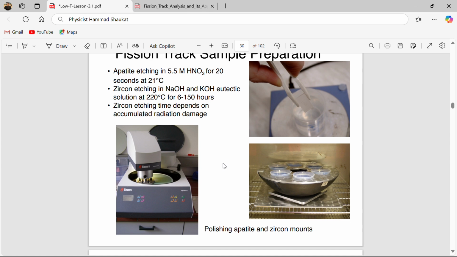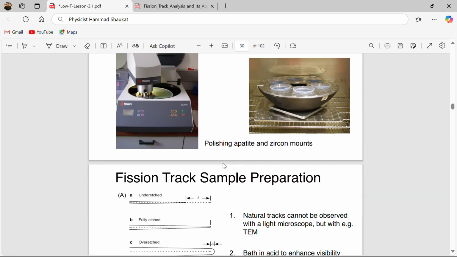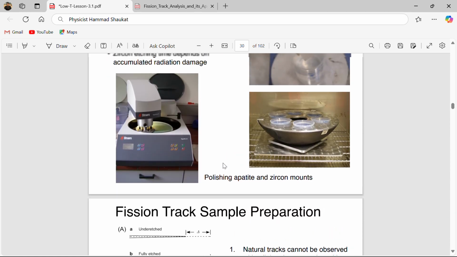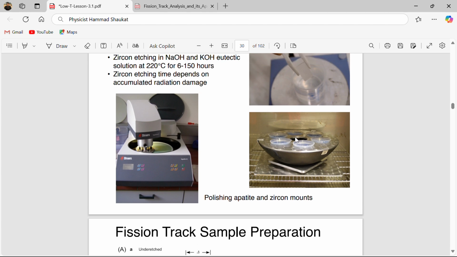For sample preparation, apatite etching is 5.5 molar HNO3 for 20 seconds at 20 degrees Celsius. Similarly, zircon etching is in NaOH and KOH solution at 220 degrees Celsius for 6 to 150 hours. The zircon etch time depends upon the accumulated radiation damage. This is how you can polish the apatite and zircon. These are the methods.